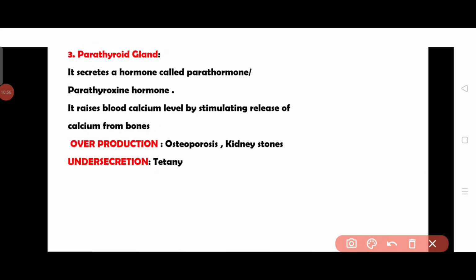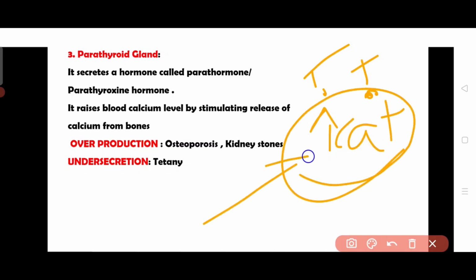The third gland is the parathyroid gland. It secretes a hormone called parathormone, also known as parathyroxine hormone. These are two small pairs of glands embedded in the thyroid gland. Parathormone raises the blood calcium level by stimulating the release of calcium from the bones.